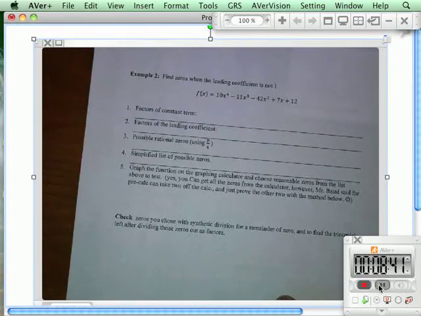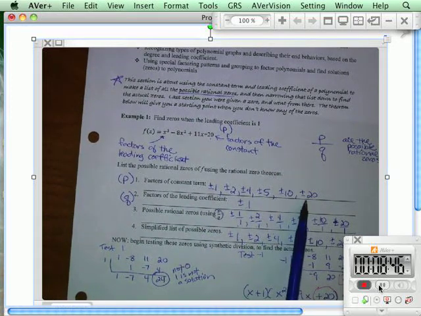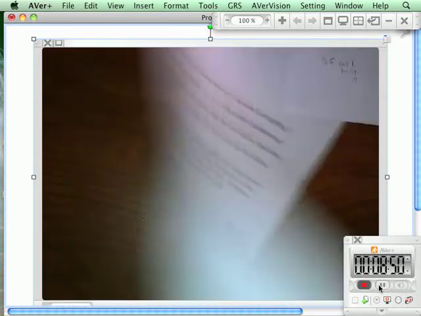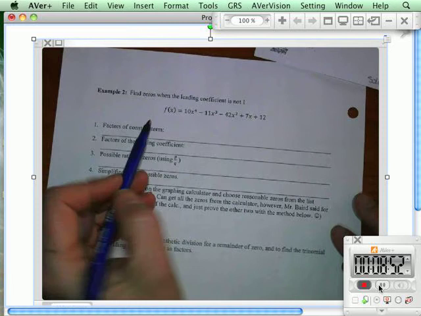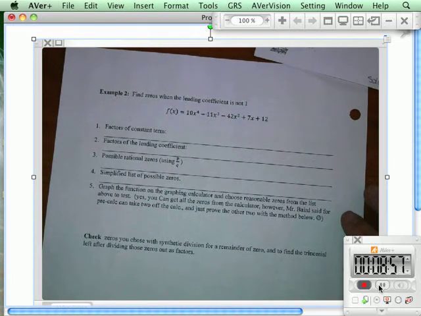Alrighty, so what you just did was you found all the possible rational zeros of a polynomial with a leading coefficient of 1. Now what we're going to do is we're going to look at finding the zeros when the leading coefficient is not 1. And it's really the same method.